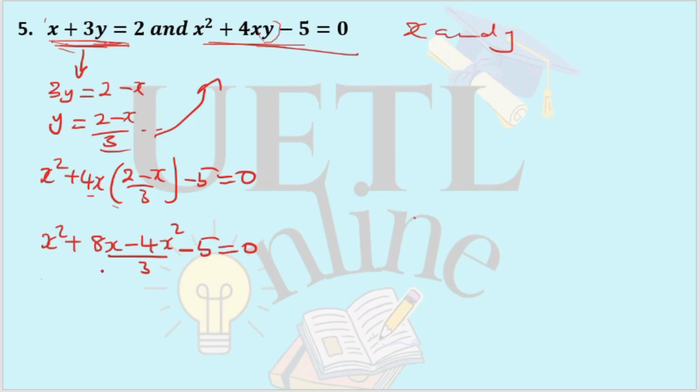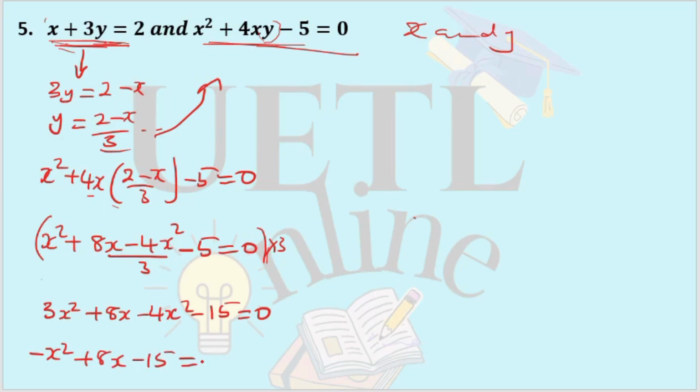Next, we want to get rid of this fraction, so we multiply each term by 3, so it becomes 3x squared plus 8x minus 4x squared minus 15 equals 0. We're just multiplying each term by 3. After solving this, our equation becomes minus x squared plus 8x minus 15 equals 0.